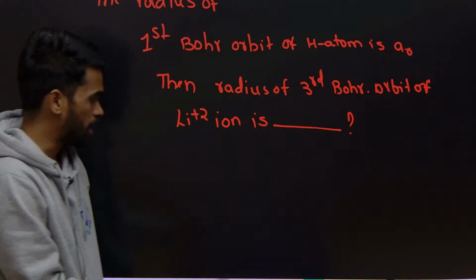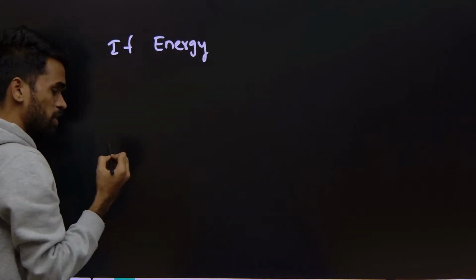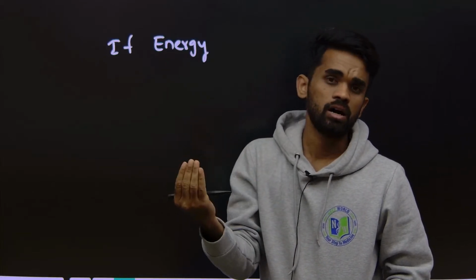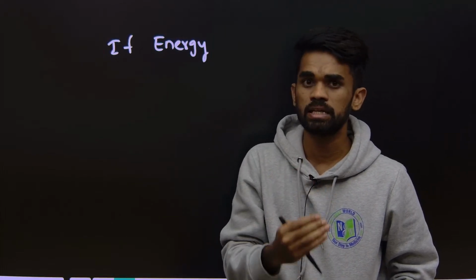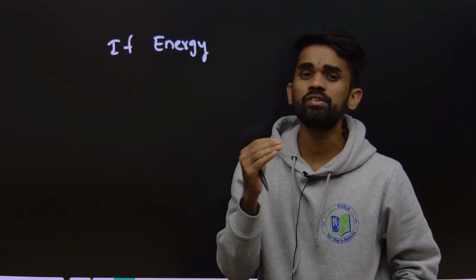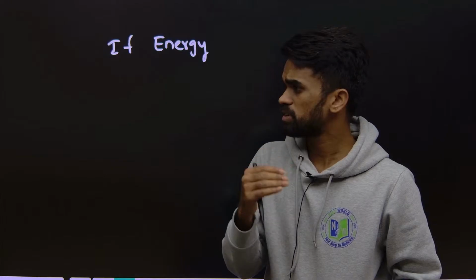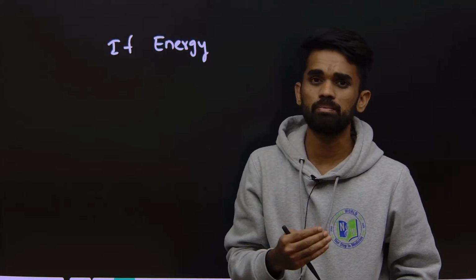In a similar manner, we have questions for energy also. Most of the EAPCET questions are in this model only, like ratio. If the energy of the electron in the first Bohr orbit of hydrogen atom is x, then what could be the energy of the electron in the second Bohr orbit of helium ion in terms of that x? These are the questions we see more frequently in the structure of atom EAPCET exam papers.